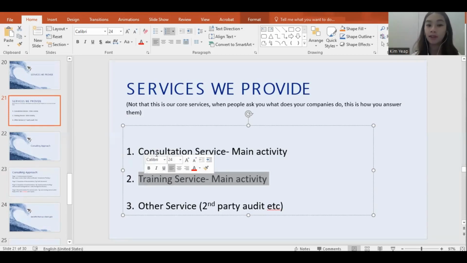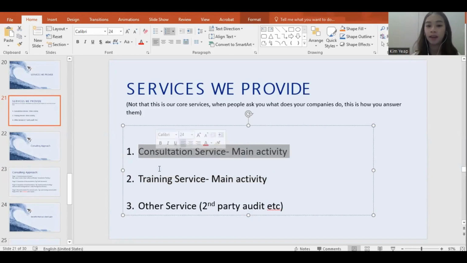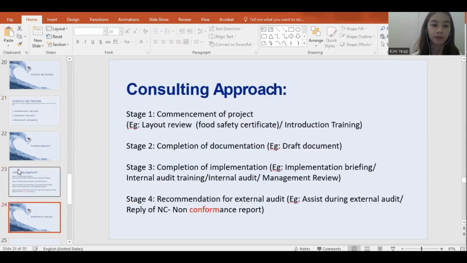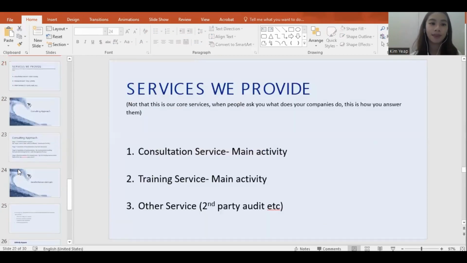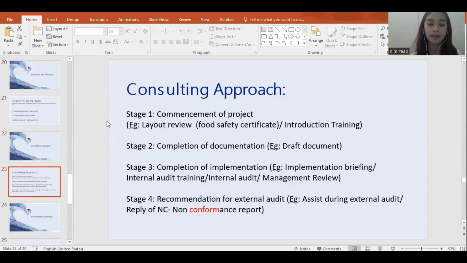It's just this way. This one is not a full-fledged service. They said they want training, we go there, we train. Usually it's a day. After training, we get the money. It's just as simple as this. So nothing much to explain about it. Okay, so this is where it ends for me to explain about the services that we provide.